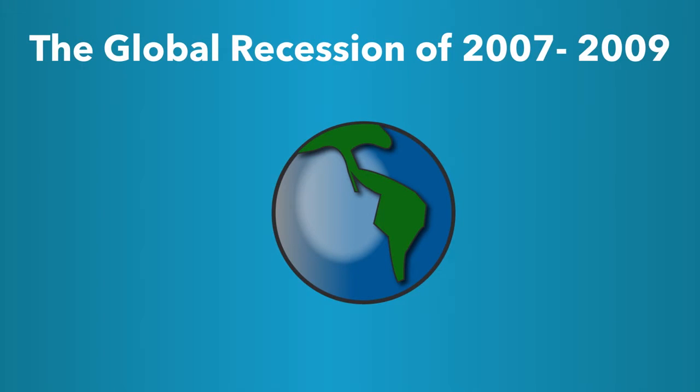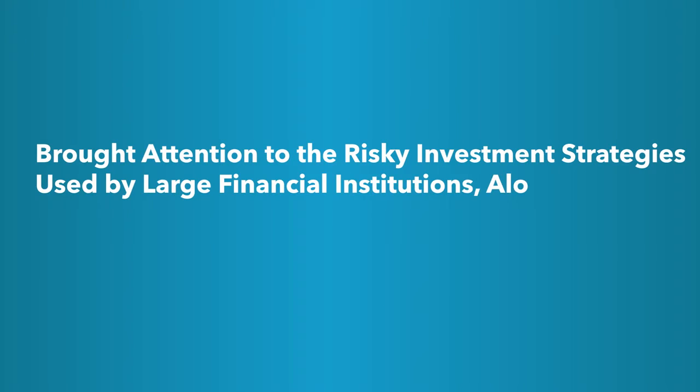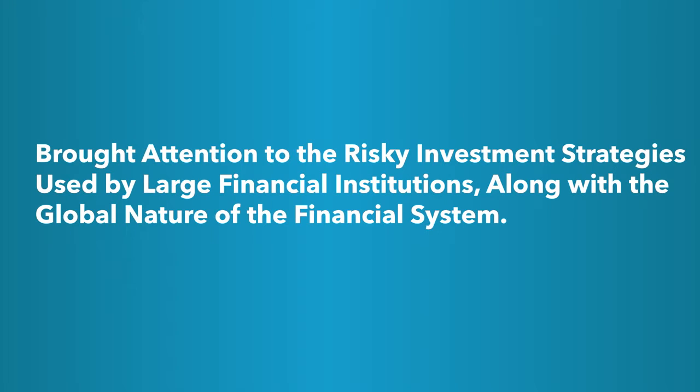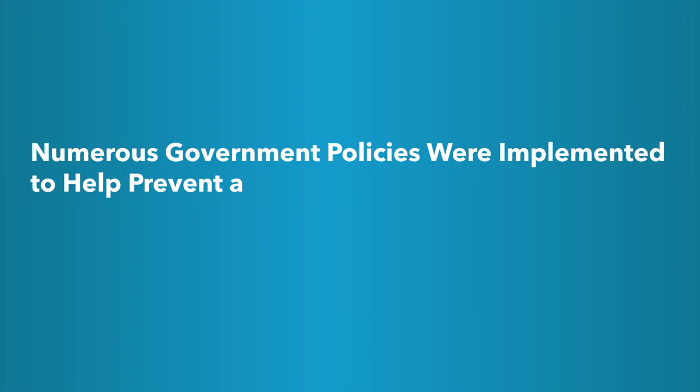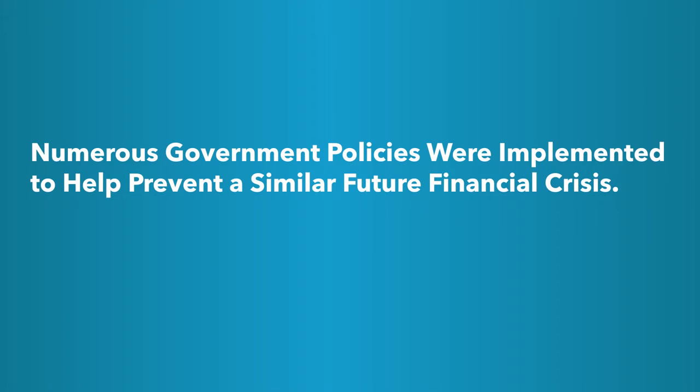The global recession of 2007 through 2009 brought a great amount of attention to the risky investment strategies used by large financial institutions, along with the global nature of the financial system. As a result of the widespread global recession, the economies of virtually all the world's developed and developing nations suffered significant setbacks. Numerous government policies were implemented to help prevent a similar future financial crisis as a result.